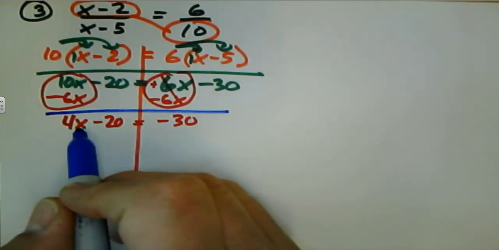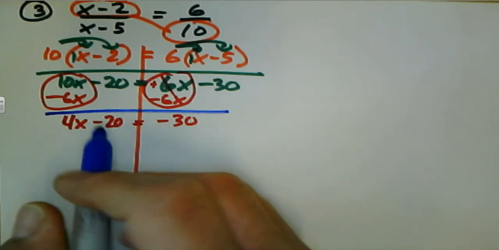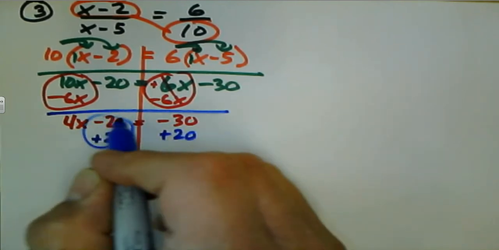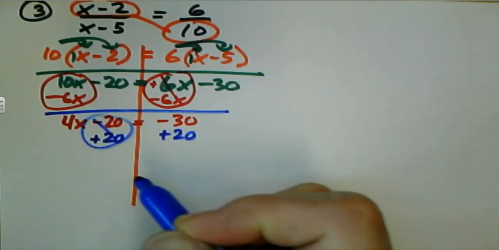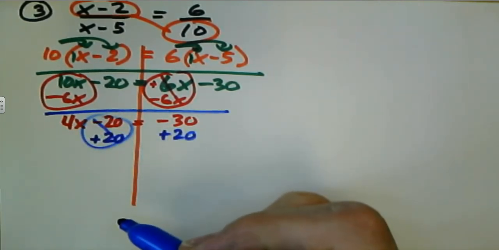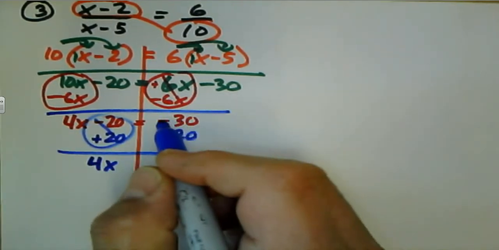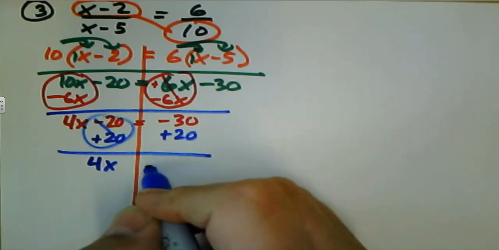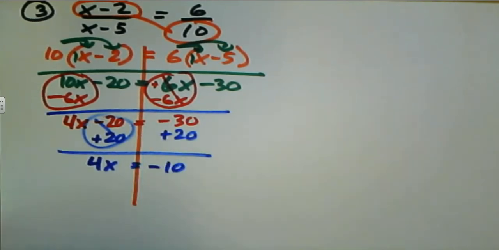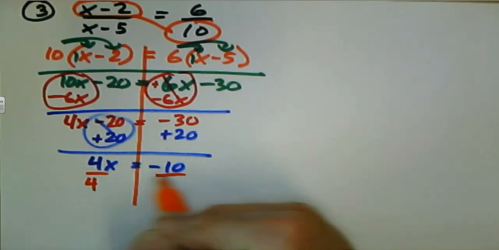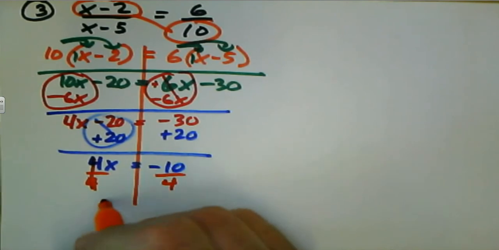Remove what's added or subtracted to the variable. We have 4x minus 20, so we're going to add 20 to both sides of the equation. So we're left with 4x. Negative 30 plus 20, negative 10. Our last step, remove what's divided or multiplied, so we're going to divide it. Opposite operation.